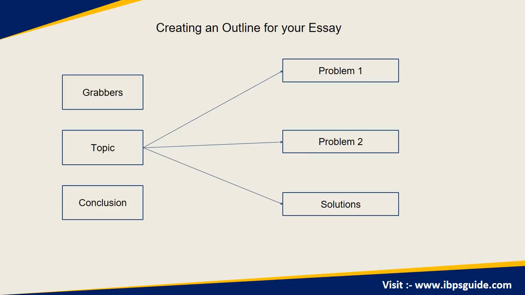Creating an outline for your essay. So this will be the format for your outline. You start with your grabbers, topic and conclusion. Your topic will have 3 paragraphs. In the first 2 paragraphs, you'll discuss problems, and in the last paragraph, you will discuss solutions and counter arguments. The grabbers are a part of the introduction. They grab your attention. They make you want to read more. That's what grabbers are. We will be discussing the types of grabbers in the next slide.